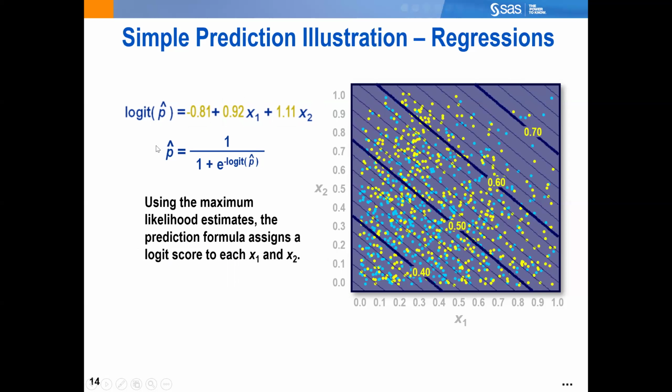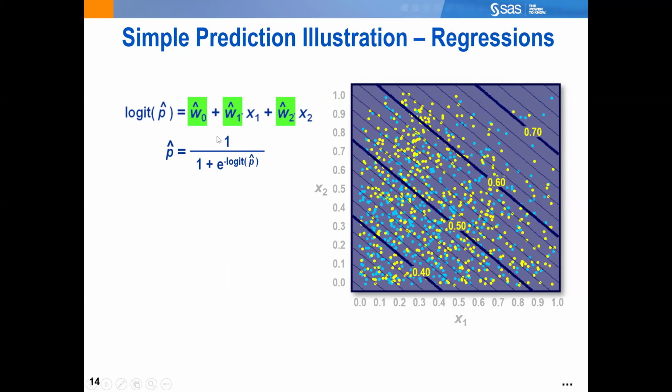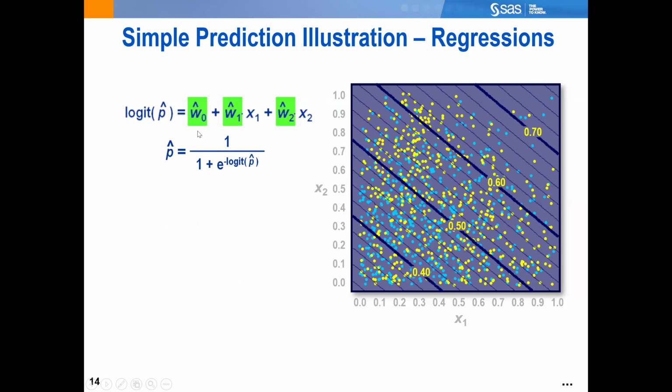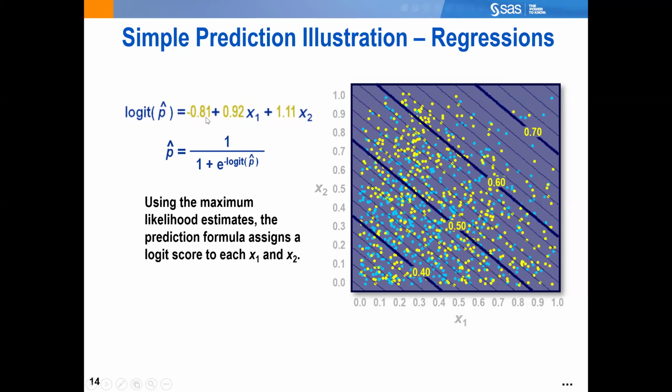Once you solve the entire optimization formulation to come up with the best estimate, it is going to come up with this kind of estimates here. And once you have these estimates, then you can find the probability for any value of x1 and x2.